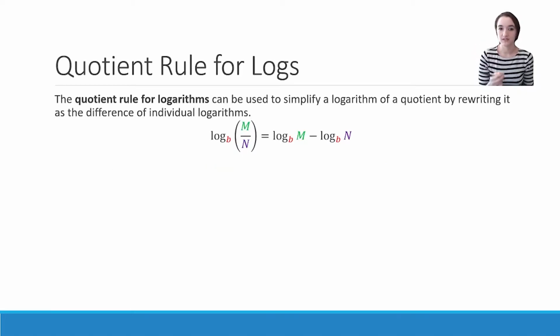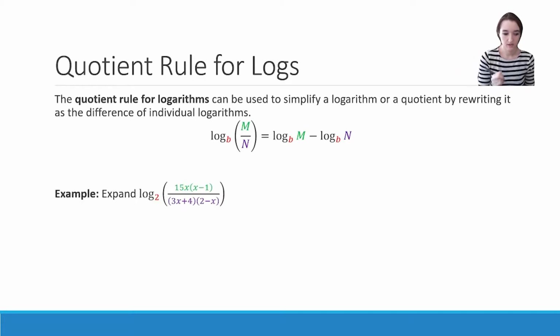Our next rule is the quotient rule for logs. So if we have division inside of our logarithm, this becomes subtraction outside of our logarithm. So log base b of m over n becomes log base b of m minus log base b of n.